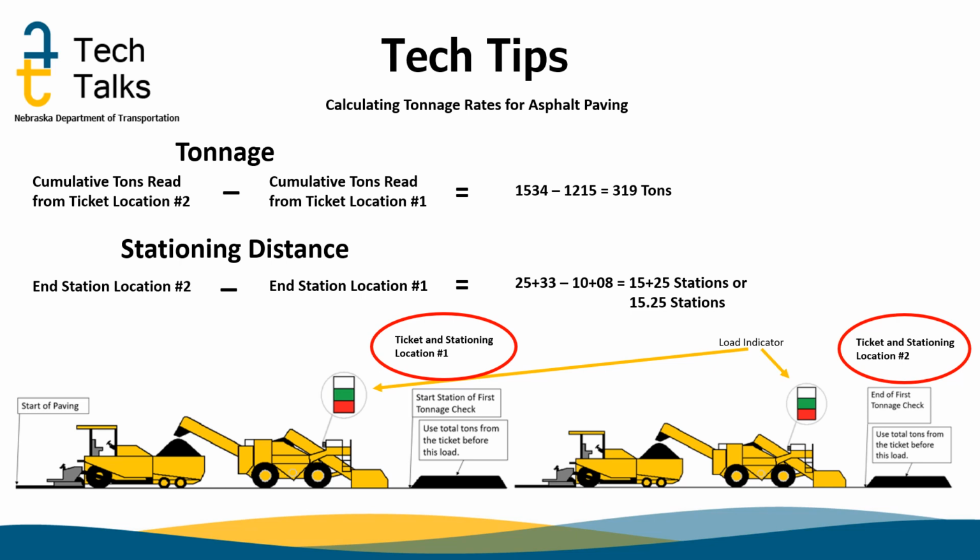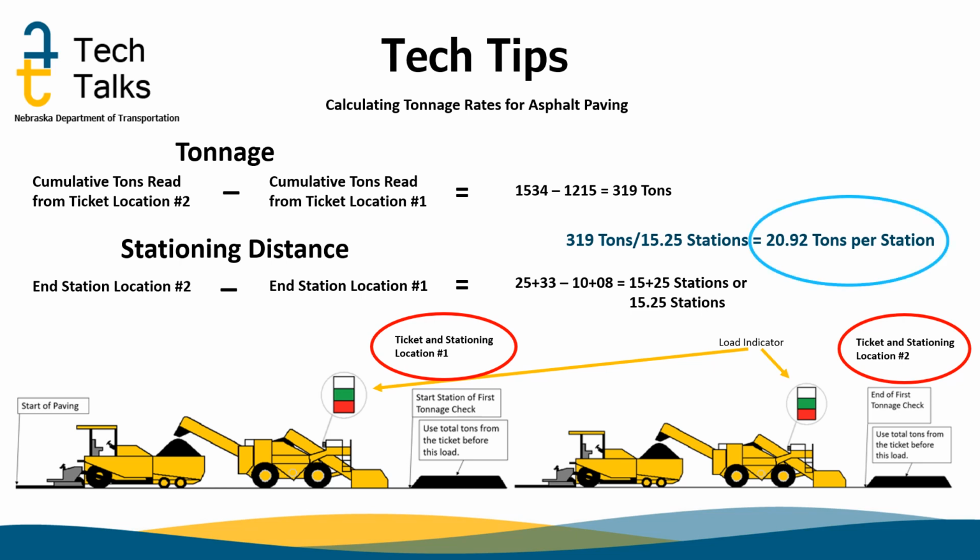Now just take 319 divided by 15.25, and you get 20.92 tons per station. That is the tonnage rate that is being ran in this example. That's it, you have completed a tonnage rate check.